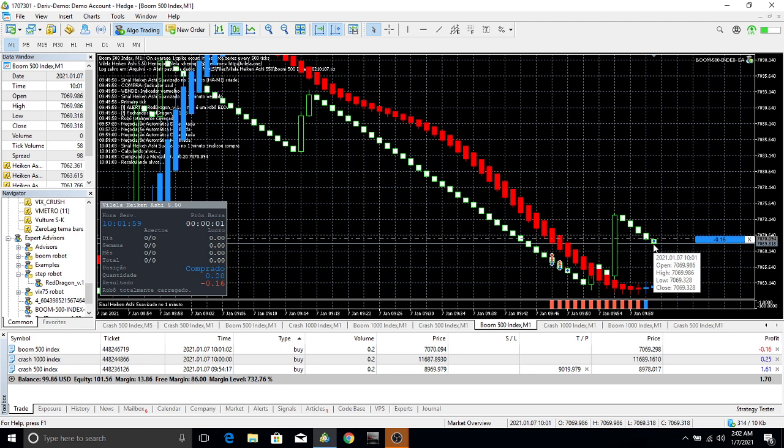Even if you don't allow the robot to work by itself, you could actually use it yourself by trading. When this movement turns to red, you sell. You see it was selling. When the movement turns to blue, you buy.